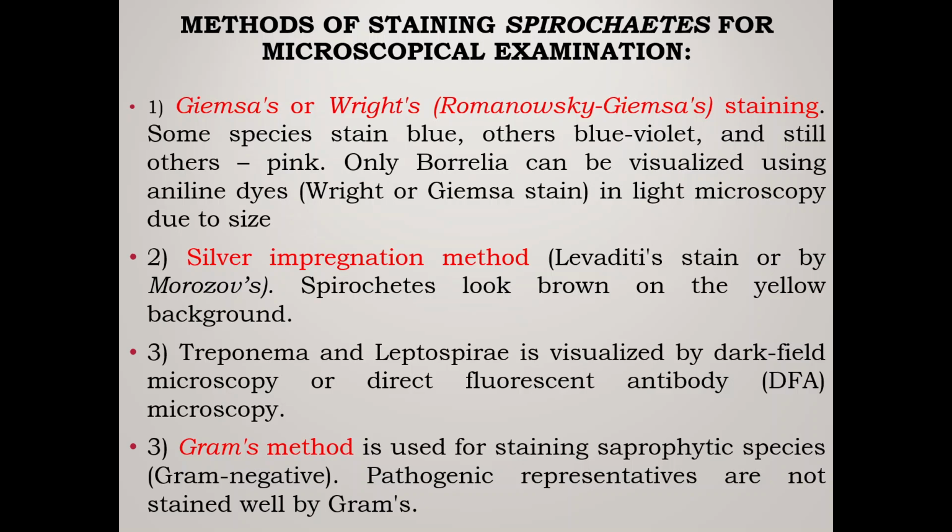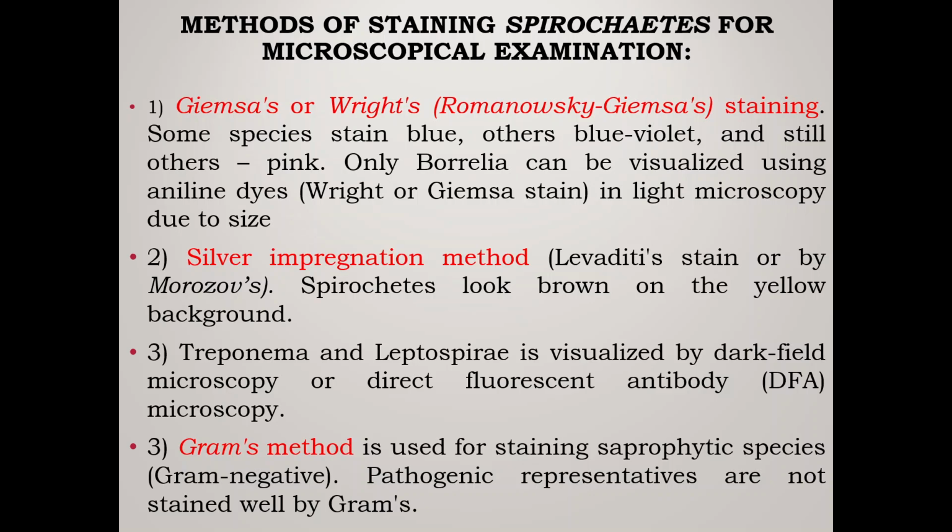Methods of staining spirochetes for microscopic examination. We will use Giemsa or Wright. In the Russian Federation we use Romanovsky-Giemsa staining. Some species stain blue, others blue-violet, and still others pink. Borrelia can be visualized using aniline dyes, Wright or Giemsa staining in light microscopy due to size. You can use the silver impregnation method, Levaditi stain, or Morozov stain. Spirochetes look brown on a yellow background.